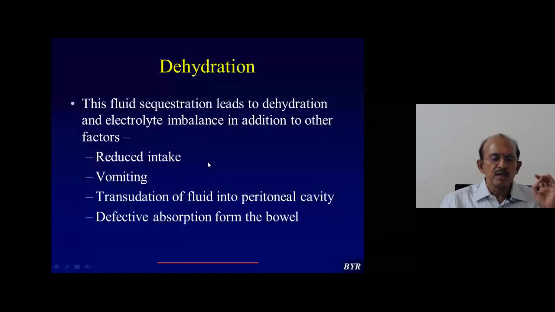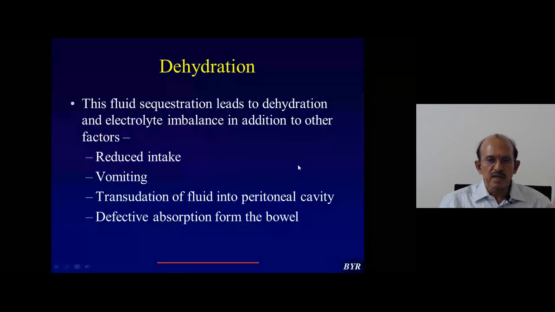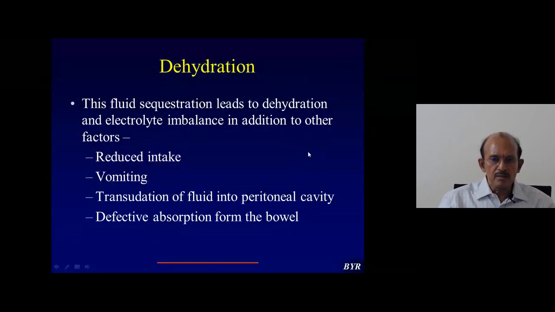So please remember that intestinal obstruction produces one of the most important severe systemic changes, that is dehydration, hypovolemia, and electrolyte imbalance, and these cause organ dysfunctions. Of course, we will study the systemic changes a few minutes later.